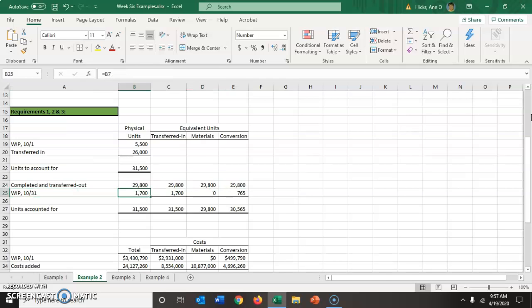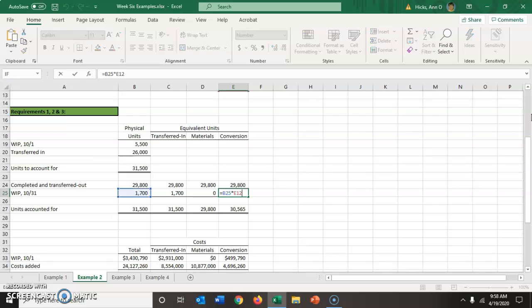With regard to WIP, we had 1,700 units at 10/31. Again, transferred in or 100% complete. Everything's come in from the previous department. So equivalent units and physical units are the same. Notice 0 equivalent units as it relates to materials because they're added at the end of the process. There are no equivalent units for materials.